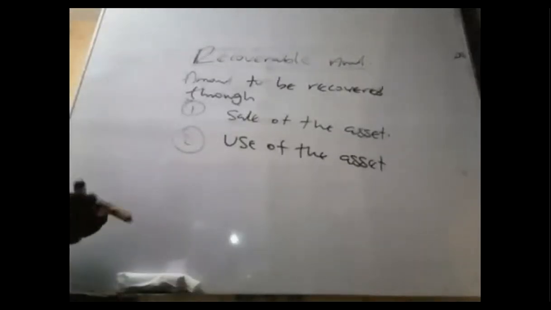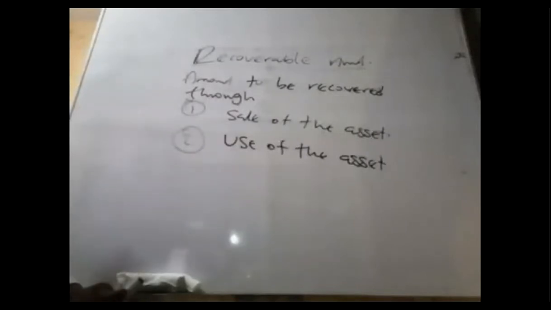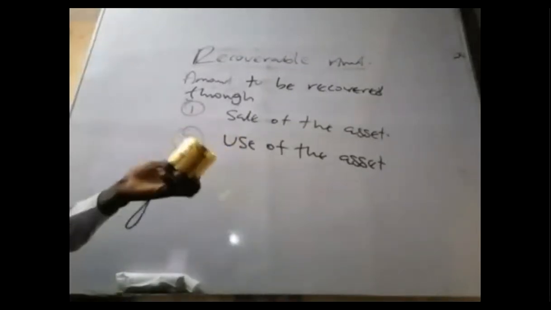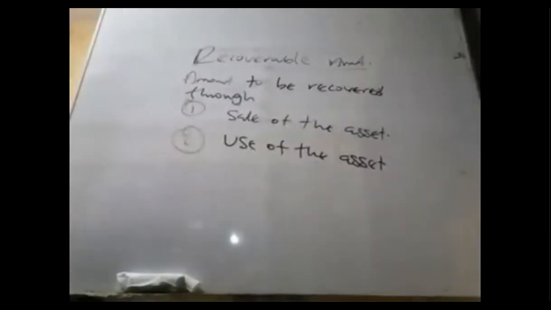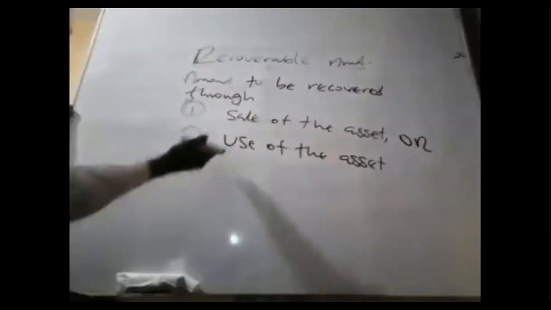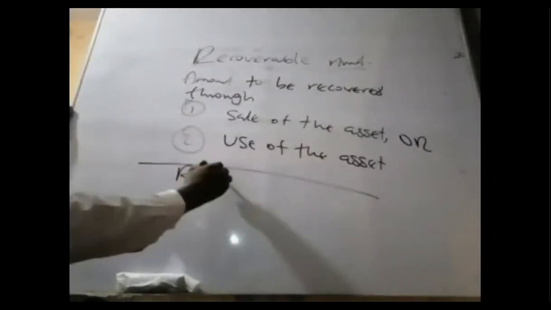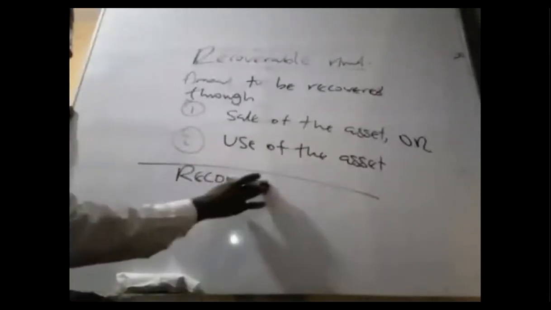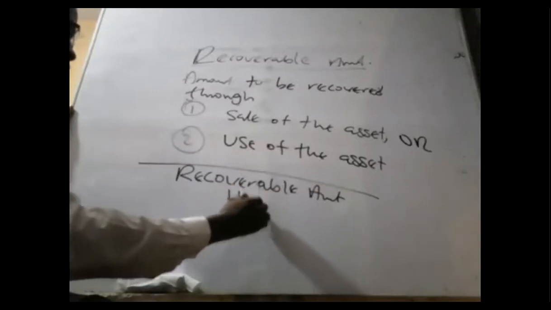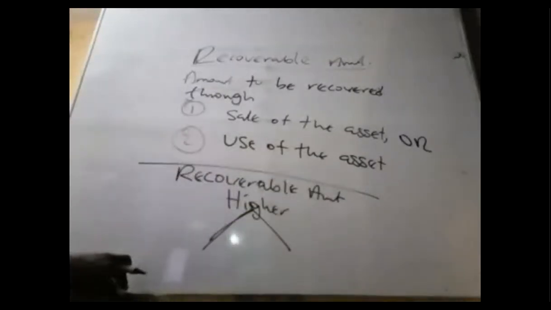So in short, let's go to the formula for finding recoverable amount. This is the definition of recoverable amount. For any asset with you, if I should use this asset, what is the value? Put it at one side. If I should sell this asset today, what is the value? One side. Then you select. So it is an amount to be recovered through sale of an asset or use of the asset. So from the above definition, recoverable amount is the higher: you compare two items and select the highest one. Just select the higher of these two values.